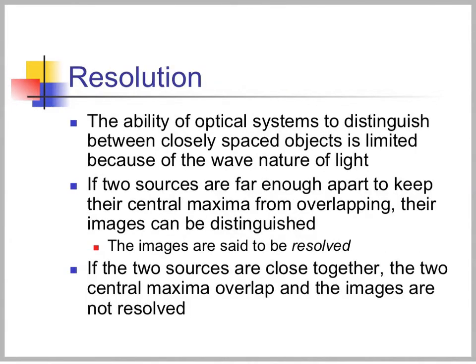The next thing we want to talk about is resolution. It's the ability of an optical instrument to distinguish between two closely spaced objects, and it's limited because of the wave nature of light. If two sources are far enough apart to keep their central maxima from overlapping, the images can be distinguished, and they're said to be resolved. If the two sources are close together, the two central maxima overlap, and the images are not resolved.